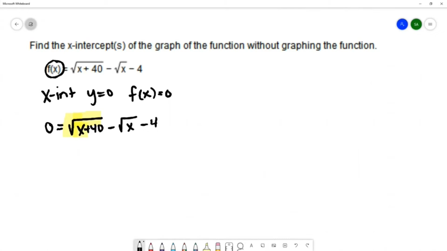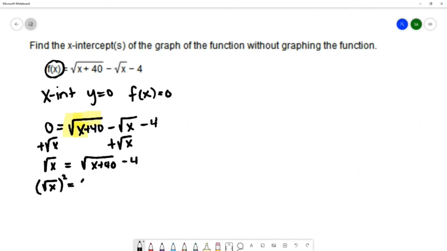So I'm going to start by adding square root of x to both sides. That gives square root of x equals square root of x plus 40 minus 4. So I have one radical isolated on the left. This radical is a square root, so the way we get rid of a square root is to square both sides. I'll square the left, and to balance, I need to square the right as well.